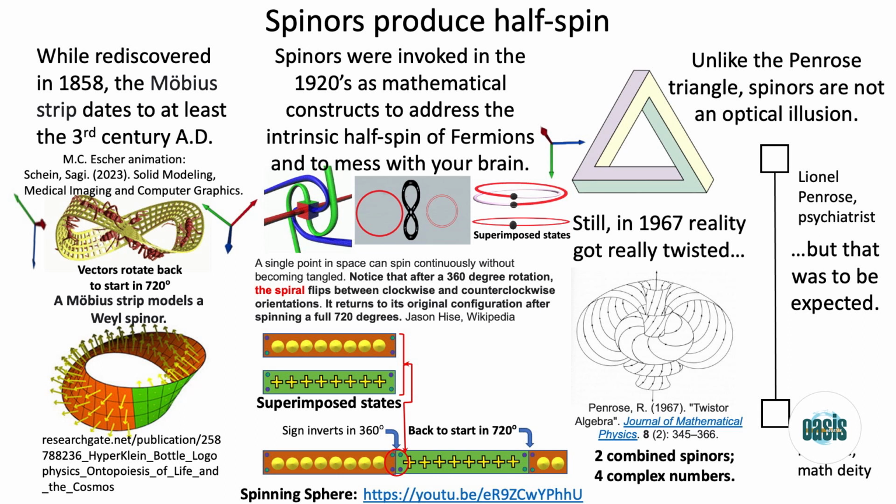But still, that got really twisted in 1967. But that was to be expected. Why did it get really twisted? This guy named Roger Penrose, who's a phenomenal mathematician, one of the greatest of all time, had combined 2 spinors, each spinor being 2 complex numbers, to produce a structure that I'm sorry you can't see very well here, but it's this big torus with a direction to it, and it's called a twistor. It turns out that Sir Roger Penrose is actually the son of Lionel Penrose, who was a psychiatrist who promoted the Penrose triangle. He didn't invent it, but he promoted it.